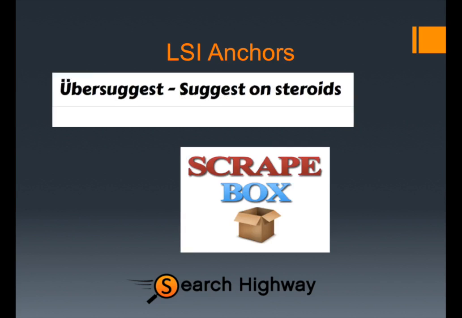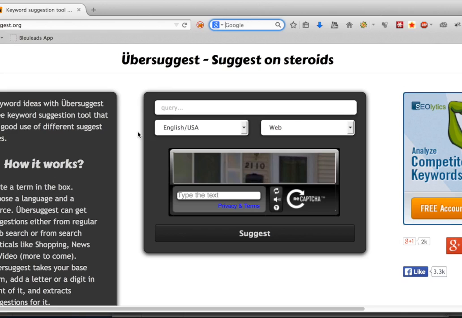So two tools that we use to build our LSI anchor list are Ubersuggest and Scrapebox. I'm going to show you how to use both of these right now. So let's hop over to my browser and I'll show you both Ubersuggest and Scrapebox.